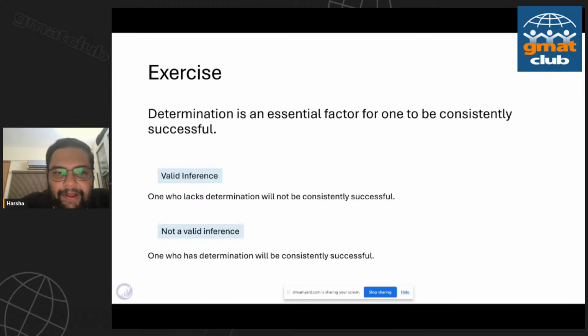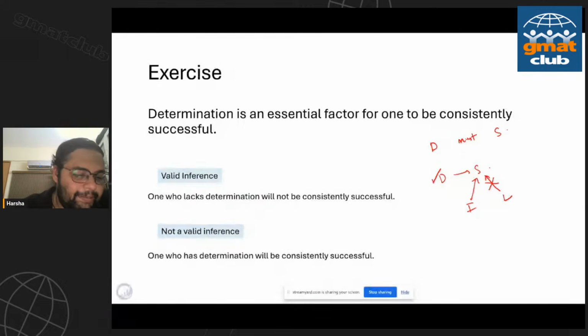So let's clarify that. Here's the point. All I know is that determination is a must, or it is essential, for success. I do not know if there are any other essential factors. We think that determination is essential for success, but what if intelligence is essential for success? What if luck is essential to success? In that case, even if somebody is a very determined person, there's no guarantee that this person is going to be consistently successful. Why? Because maybe that person is just unlucky. Or the person lacks the intelligence, which is also a necessary condition for consistent success.